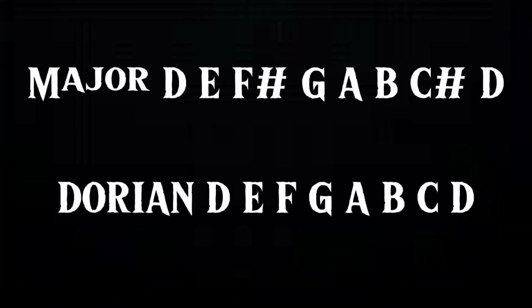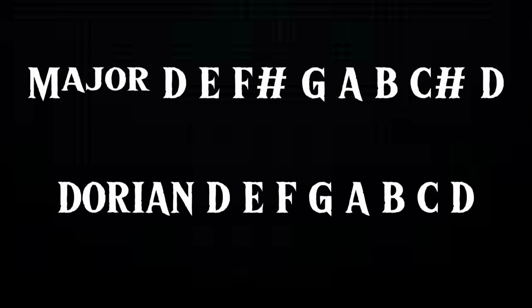So the D major scale is D, E, F sharp, G, A, B, C sharp, D. Now I want you to notice it has the same quality of sound as C major. Here's C major again, and here's D major. They both have the same quality of sound because they are both major scales. That is the type of scale that they are.